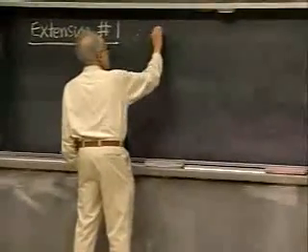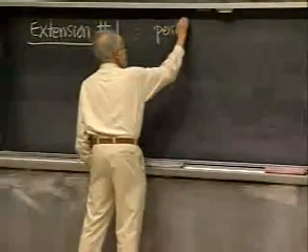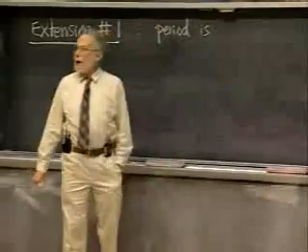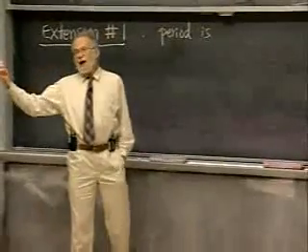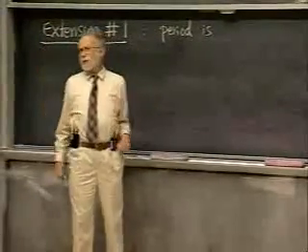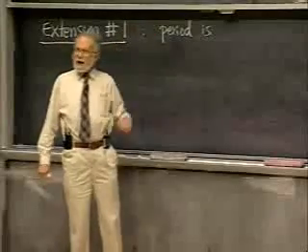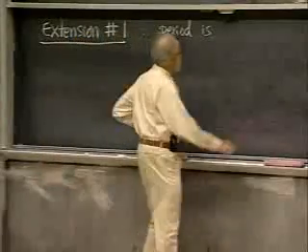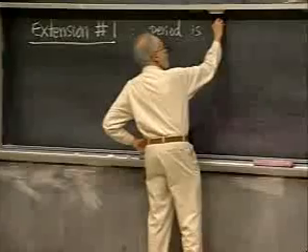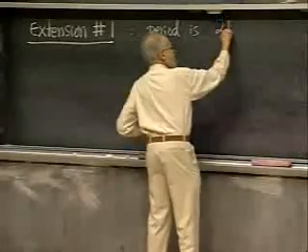The period is not 2 pi, but 2 times, I'll keep the 2 just to make the formulas look as similar as possible to the old ones. The period, let's say, instead of 2 pi, is 2 times L.